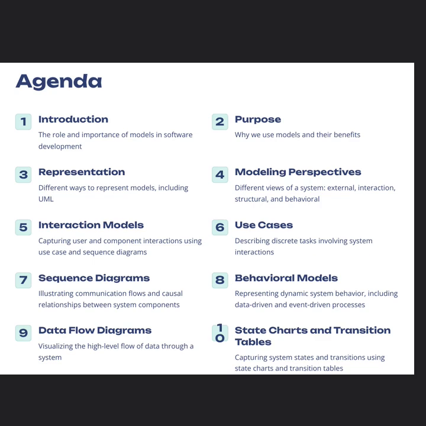Next, we will discuss the different perspectives in modeling. This includes external interaction, structural, and behavioral perspectives, all of which provide unique insights into the system. We will then delve into interaction models, which focus on cataloging functional requirements and highlighting communication issues. From there, we will learn about use cases, which outline tasks involving users and system interactions. We will also touch on sequence diagrams, which map the sequence of interactions between actors and the systems.